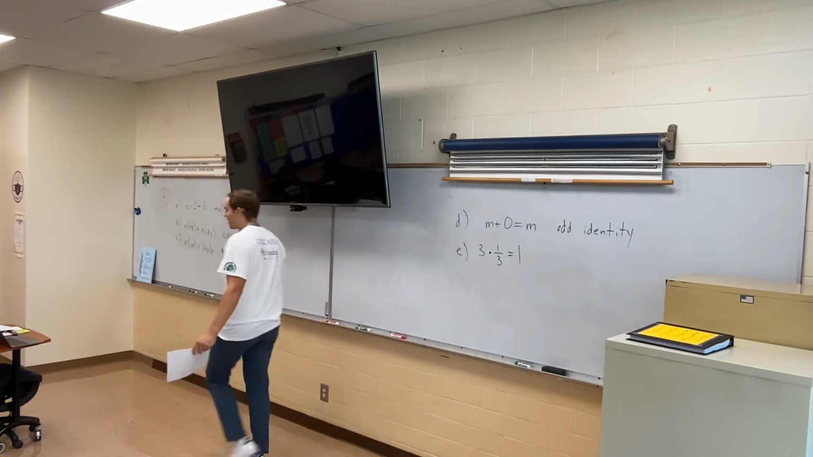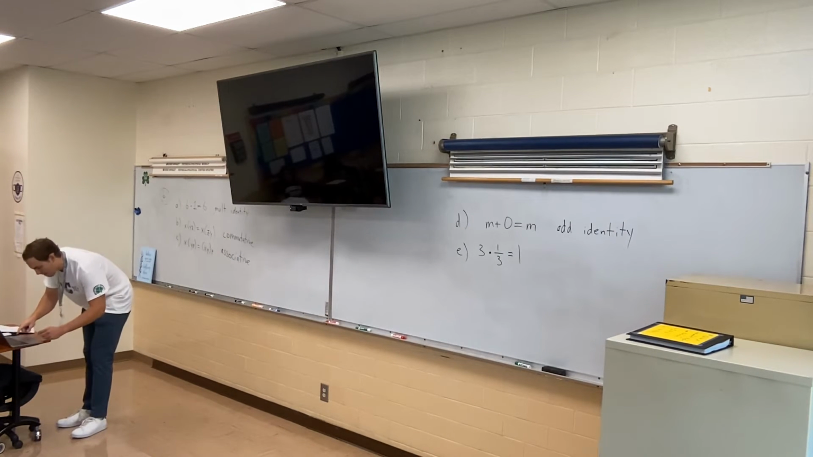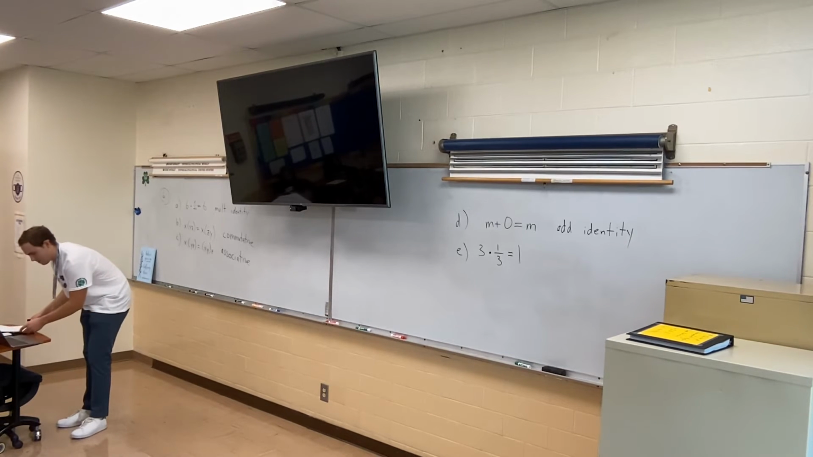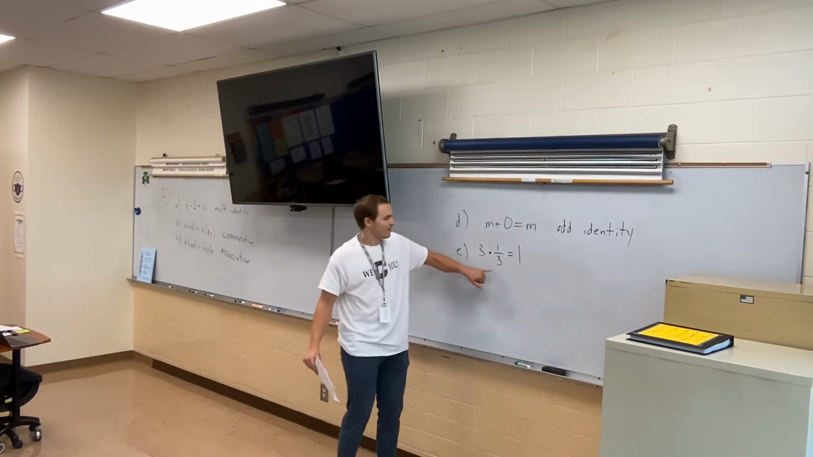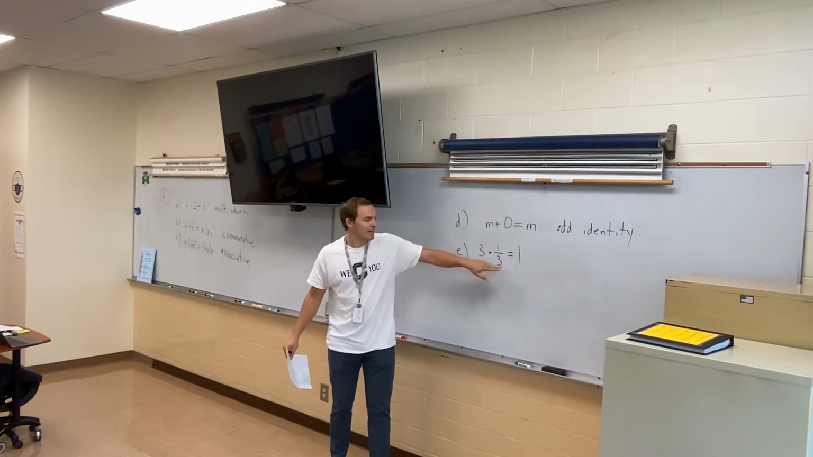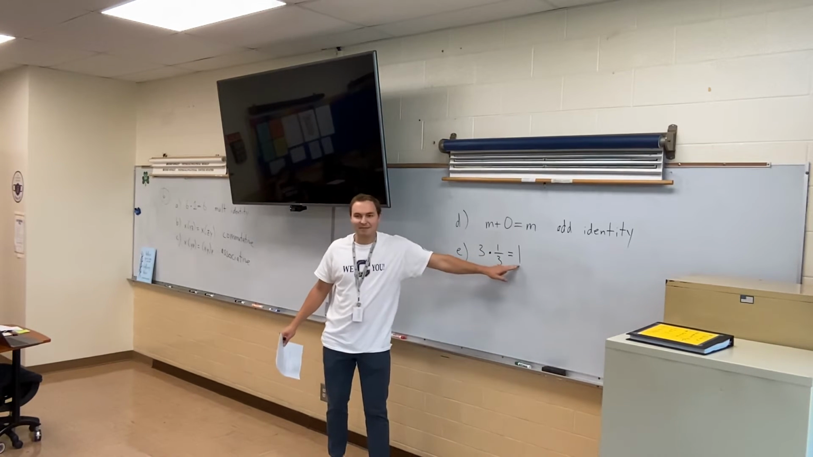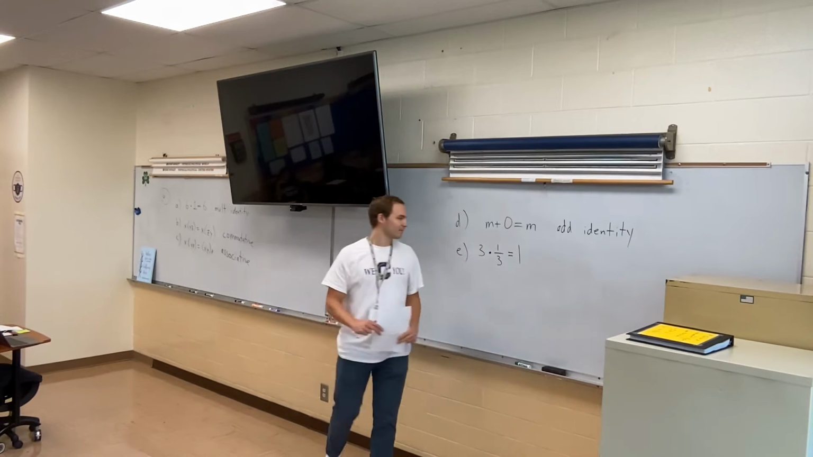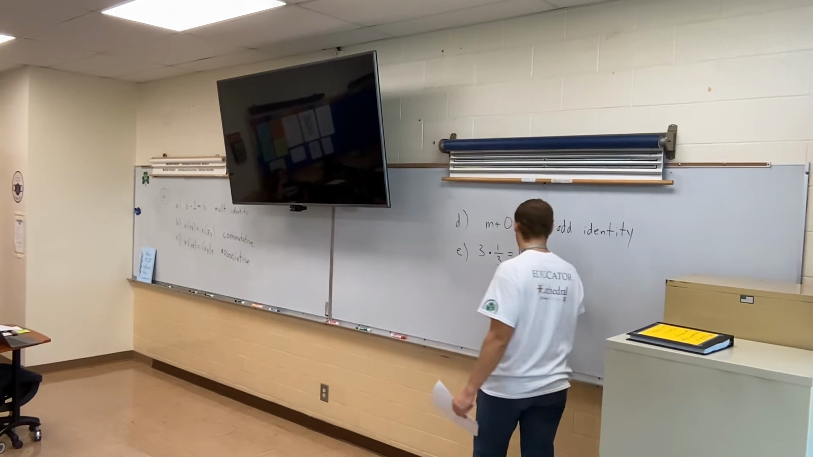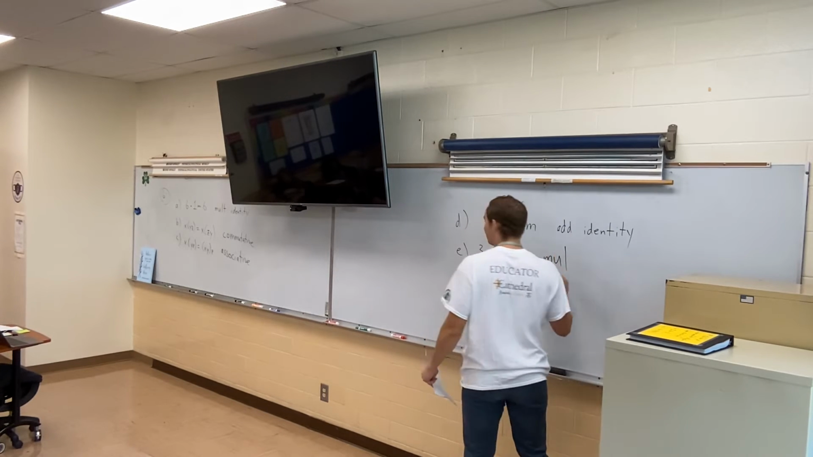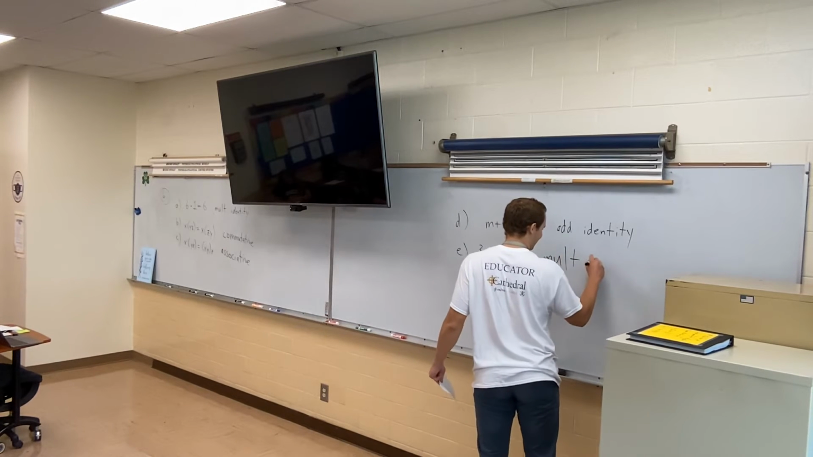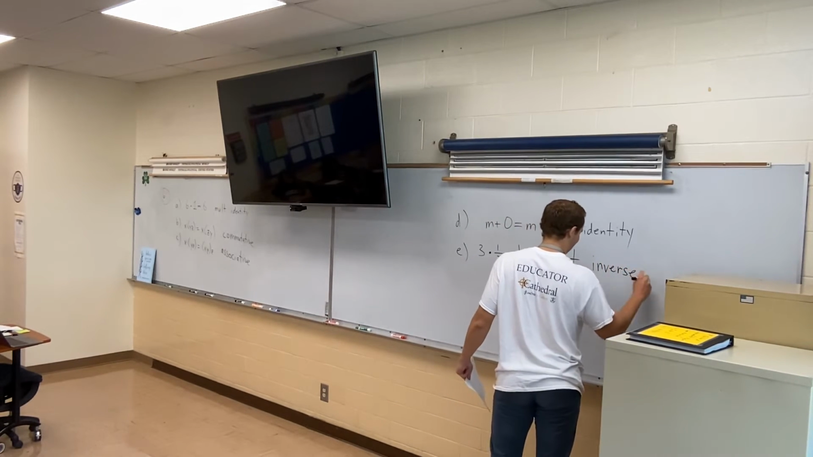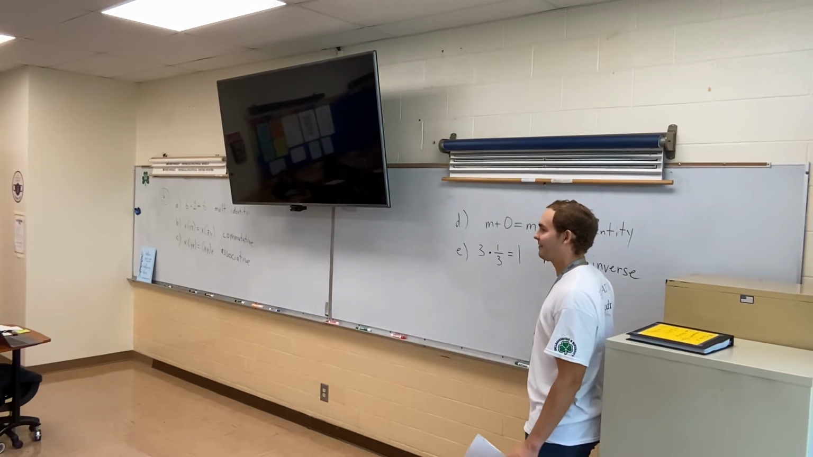3 times 1/3 equals 1. Anyone have an idea? Yeah. So every real number has another real number that I can multiply by and get 1, right? 1 is that identity number, and that's called its inverse. So this is multiplicative inverse. All right, multiplicative inverse. Fancy word, scary word.